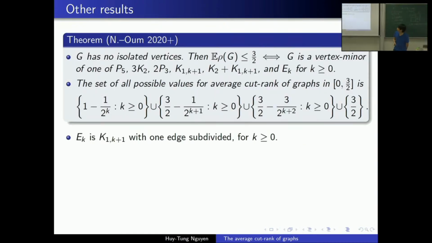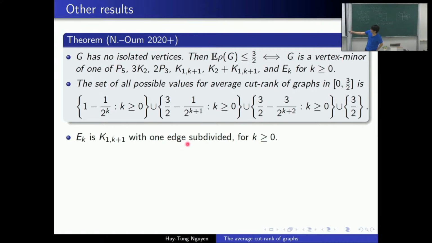And for the last, I will present the results saying that these results actually characterize all graphs of average cut rank almost 3 over 2. And the number 3 over 2 is a bit unnatural here. We chose this number just because we couldn't do it for 2. And so we could only do it for 3 over 2. But still, if G has no isolated vertices, then the average cut rank of G is at most 3 over 2 if and only if G is a vertex-minor of one of those graphs.